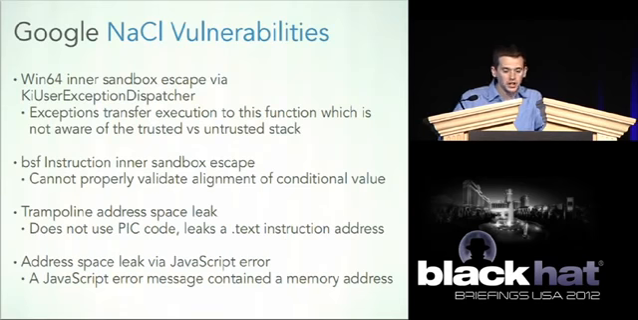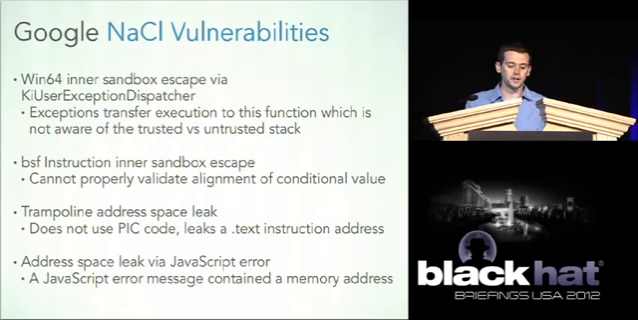Google themselves have found some pretty cool vulnerabilities in Native Client, and they've published them. One of the cool ones here on Win64 was this: when an exception happened, this function would get triggered, user exception dispatcher. The problem is that this function would get triggered in NTDLL, and NTDLL wasn't aware of the untrusted stack and the untrusted address space. So it would end up just trashing memory, trusted memory, whenever an exception was triggered.